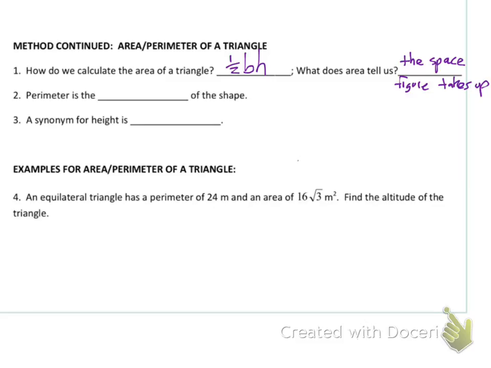Perimeter is the blank of the shape. Where is the perimeter? Where do we find perimeter of any object? Outside. That makes sense, right? We're going around a triangle, around a square, rectangle, those sorts.